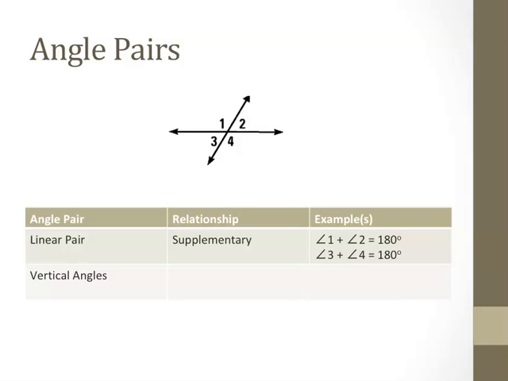Next we have vertical angles. Now vertical angles, you'll remember, are the ones that are across from each other and whose sides form opposite rays. Now vertical angles are going to be congruent to each other. So here, for example, angle 1 is congruent to angle 4, and angle 2 is congruent to angle 3.